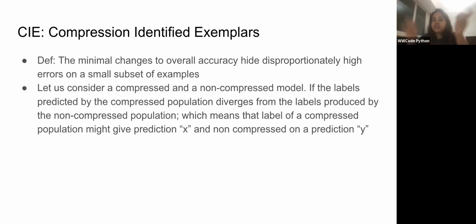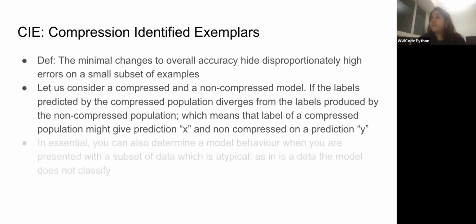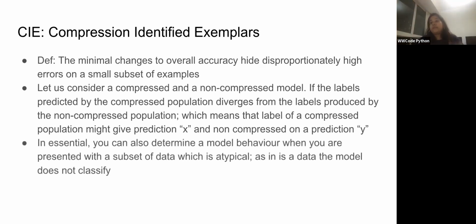whenever we notice this differentiation between compressed and non-compressed models: the compressed model should have predicted a certain value, and the non-compressed model also should have predicted that value, but it isn't. At that very point, that is called CIE, and that is what they'll be calculating over and over again. So in essence, it determines model behavior, right? It should have done it, but it shouldn't.